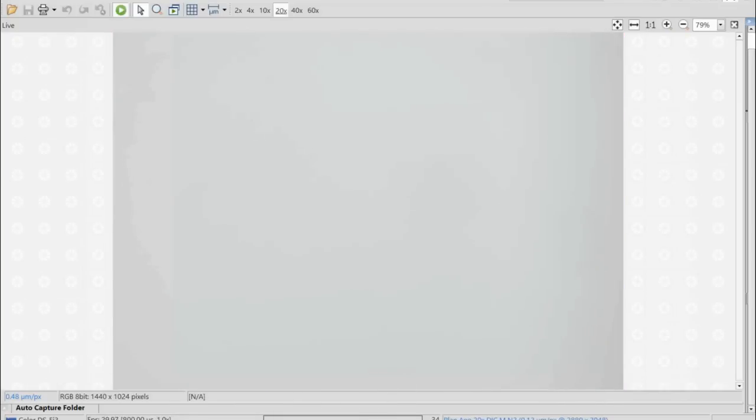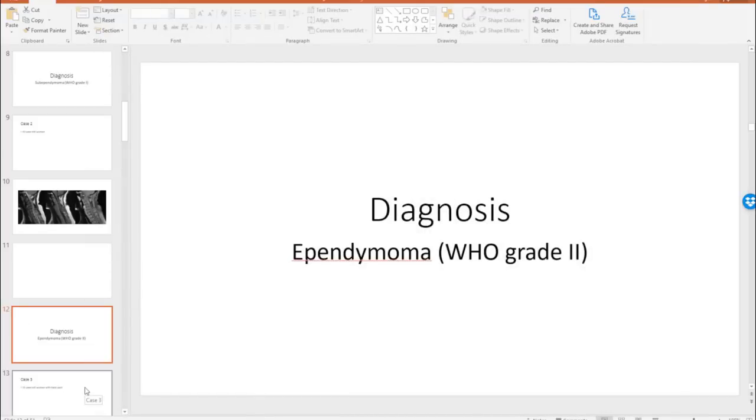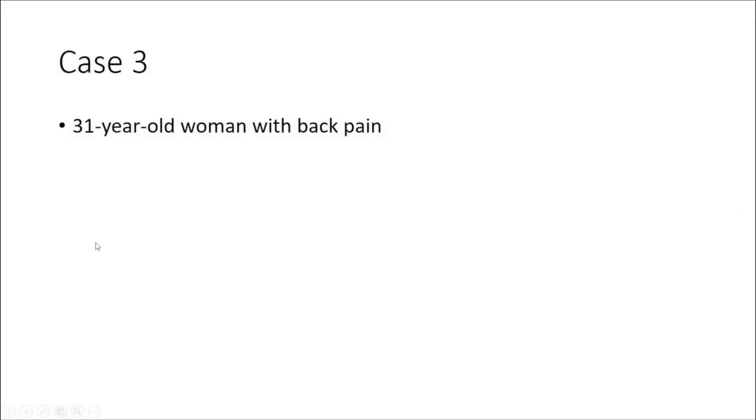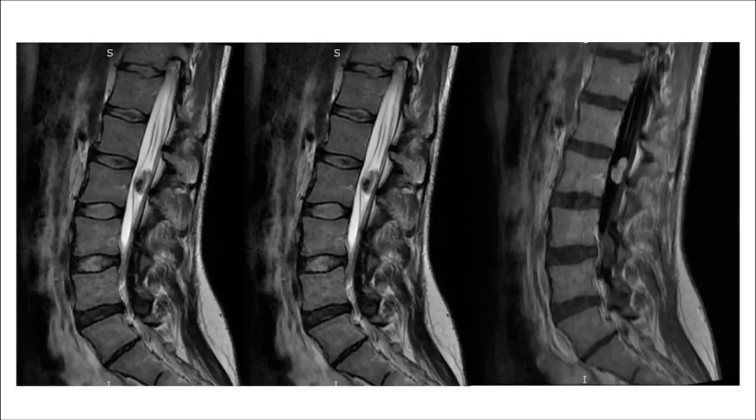All right, we'll move to the next case. She's a 31-year-old woman with back pain. And this is what we have, another tumor in the lower spine, in the lumbar region. You can see here, this is your sagittal T2, and you see some of the nerve roots coursing through here, and this very nicely circumscribed neoplasm.